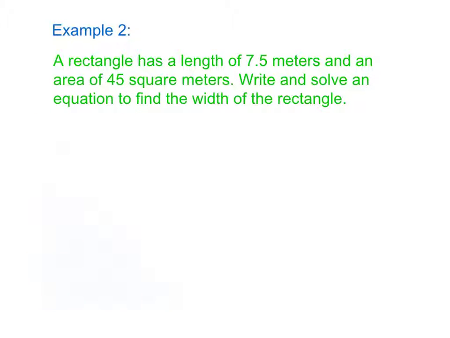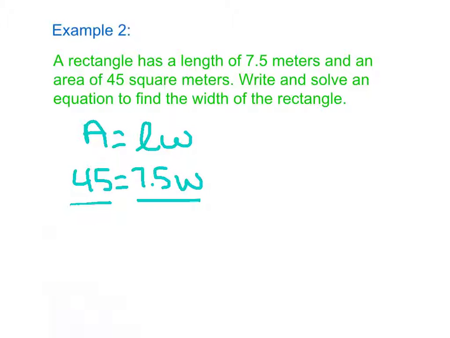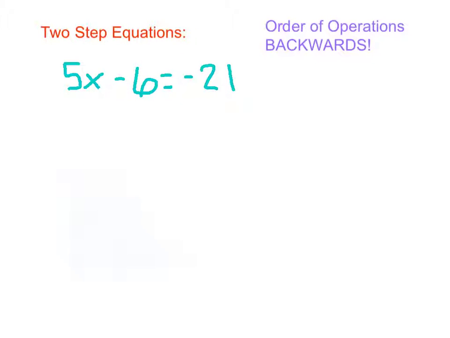Let's try another example. A rectangle has a length of 7.5 meters and an area of 45 square meters. Write and solve an equation to find the width of the rectangle. You would start by writing the equation A equals LW, which is area is length times width. Then you would fill in the given information. Proceed by dividing both sides of the equal sign by 7.5, canceling it out. You will be left with 6 equals W, which is the width of the rectangle. Check your work.